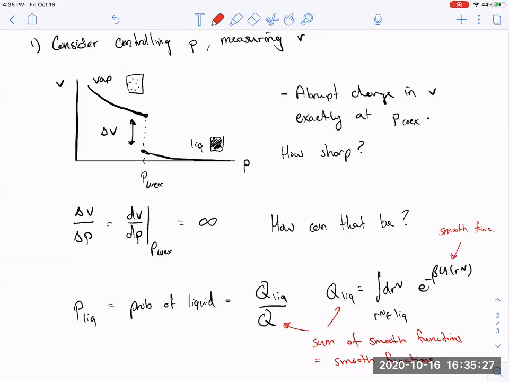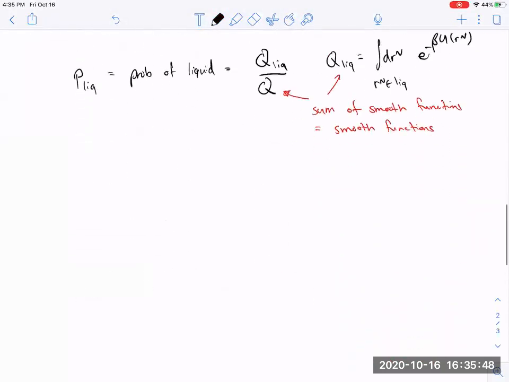Empirically, it is certainly the case that there are abrupt changes, and yet it would seem that our partition function, the way we compute that partition function, is inconsistent with that singular response. All right, that's paradox number 1.